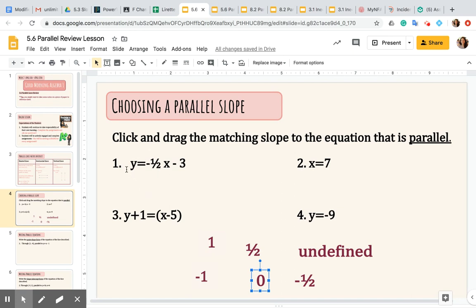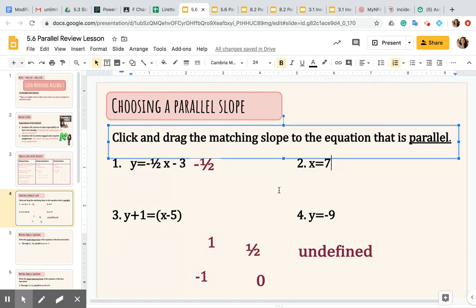So let's take a look at number 1. It says y equals negative 1/2 x minus 3. Well, the question is, what's my slope here? Well, my slope is the number that's touching the x, because this is in slope-intercept form. For lines to be parallel, their slopes have to be the same. So the slope that I want that's going to match this question is going to be negative 1/2. So I'm going to drag this slope. Here's my answer. This slope matches this slope. So essentially, this slide's going to be like a matching game. You're just going to match whatever slope matches the given equation.